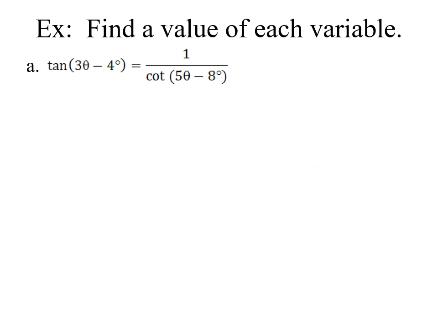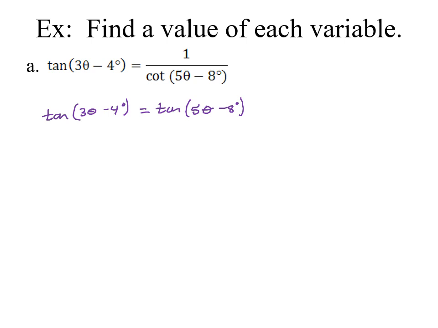Okay, this says find the value for each of the variables. For each variable, there's only one variable in there. Tangent of 3 theta minus 4 degrees equals 1 over cotangent of 5 theta minus 8. Now these two functions are reciprocals of each other. So what you could do is 1 divided by cotangent is the same thing as tangent. So you could rewrite this to be tangent of 3 theta minus 4 equals tangent of 5 theta minus 8.